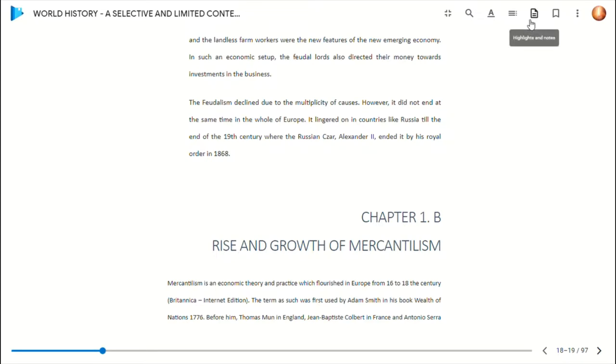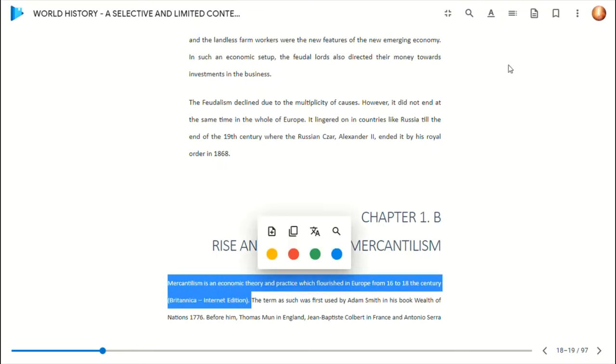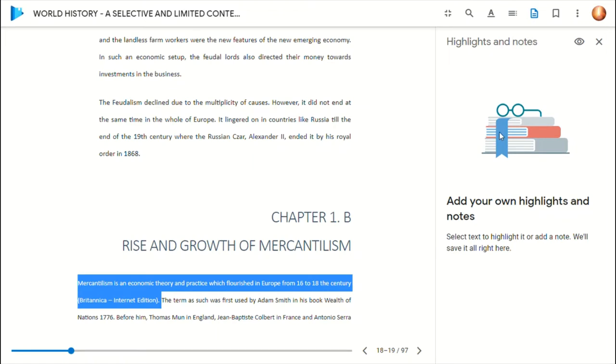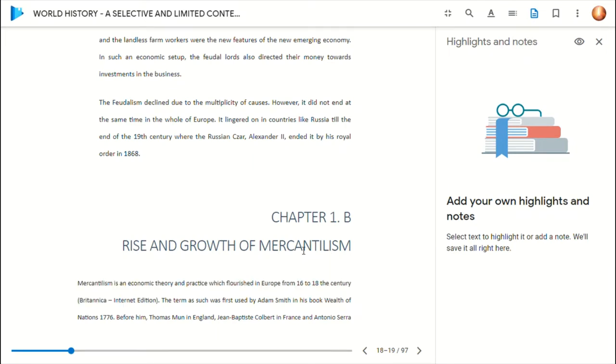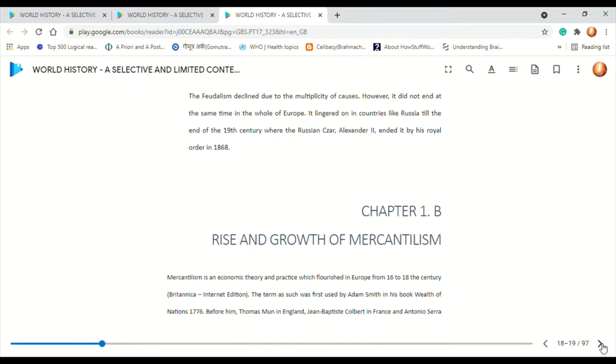If you look at your right hand side, upper side, there is a page icon wherein you can highlight the line which you want to frame, and then you can also write the notes. Like if you want to make this first line, what is the definition of mercantilism, you can highlight it and also write the notes on this portion. Then let us continue with the purview of this book. Next chapter, Rise and Growth of Mercantilism.